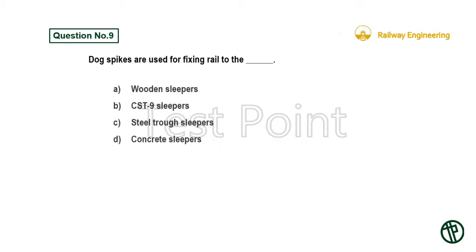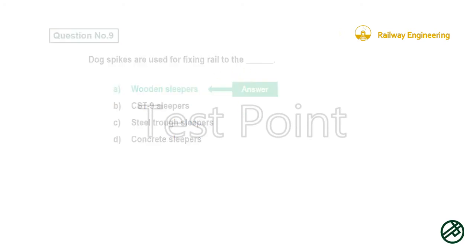Question number 9. Dog spikes are used for fixing rail to the: option A, wooden sleepers. Option B, CST9 sleepers. Option C, steel trough sleepers. Option D, concrete sleepers. Answer is option A, wooden sleepers.